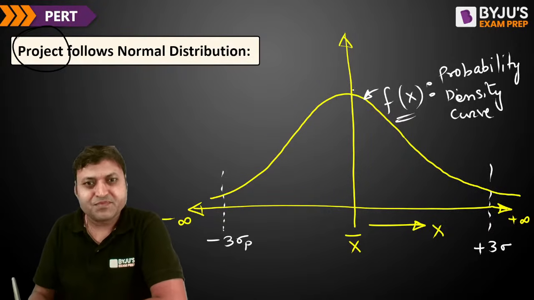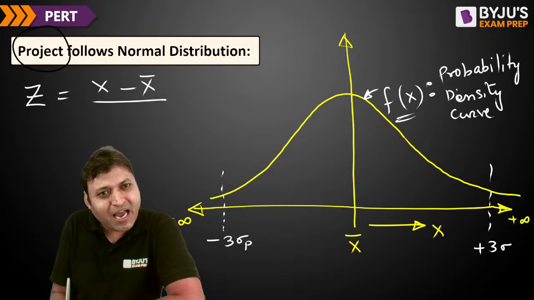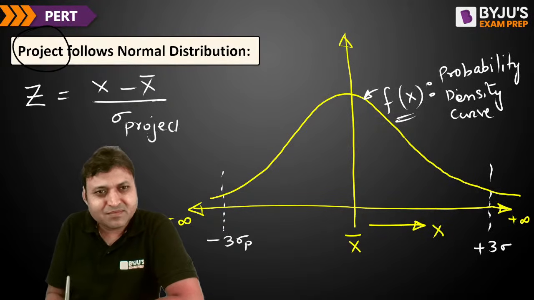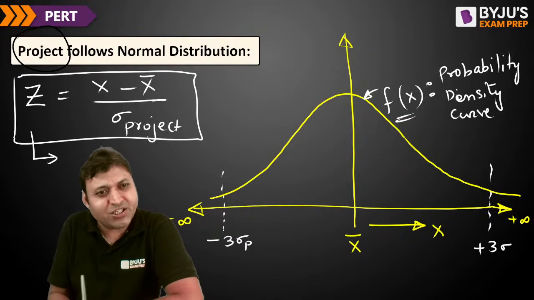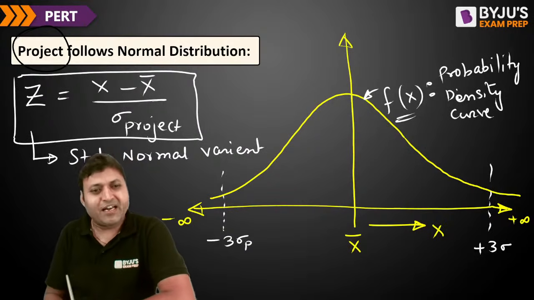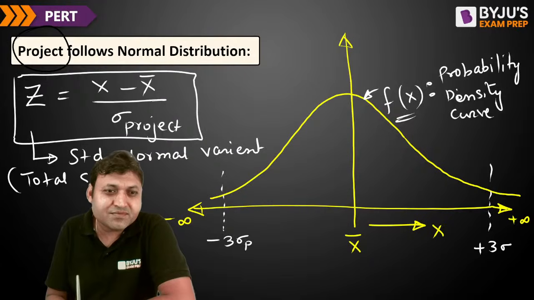Probability density curve. There is a parameter defined that is called Z, which is equal to x minus x bar upon sigma for the project. P for project. What is Z here? In this expression, Z is known as the standard normal variant, or we can also call it the total slack. It represents the total slack.